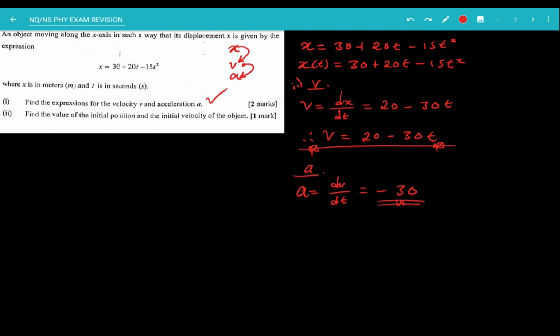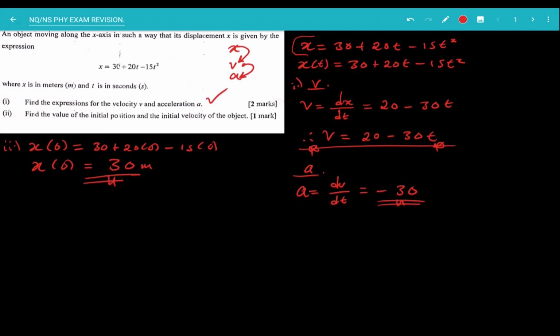So the second question reads to say, find the value of the initial position and the initial velocity of the object. So the initial position is x at time 0. So wherever there is t in the original position function, we put 0, that would be 30 plus 20 times 0 minus 15 times 0, to give us the initial position at time 0 being what? 30 meters, and that's the initial position.